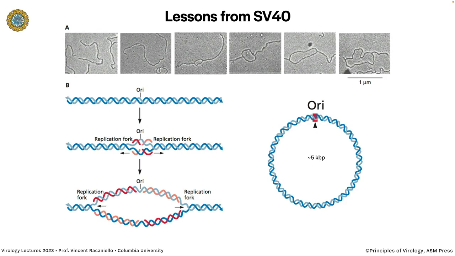So let's start with SV40, circular double-stranded DNA, with a single origin of replication. An origin is, again, where DNA synthesis begins. And what happens here is that DNA synthesis begins at the origin and it proceeds in both directions. This is bidirectional DNA synthesis. If we linearize the circle, just so it's easier to look at, DNA synthesis begins at the origin. The origin gets melted, the two strands are separated. We'll see how that works in a minute. And then DNA synthesis occurs in both directions.